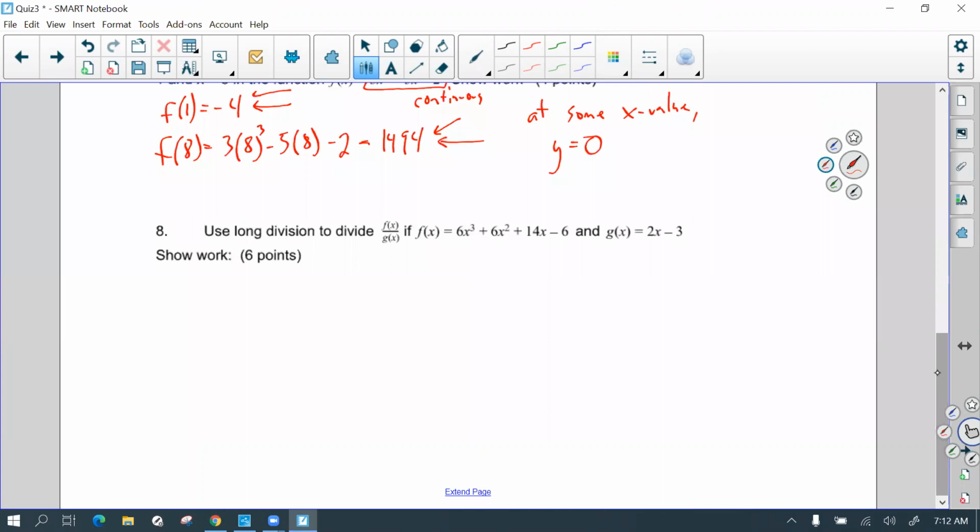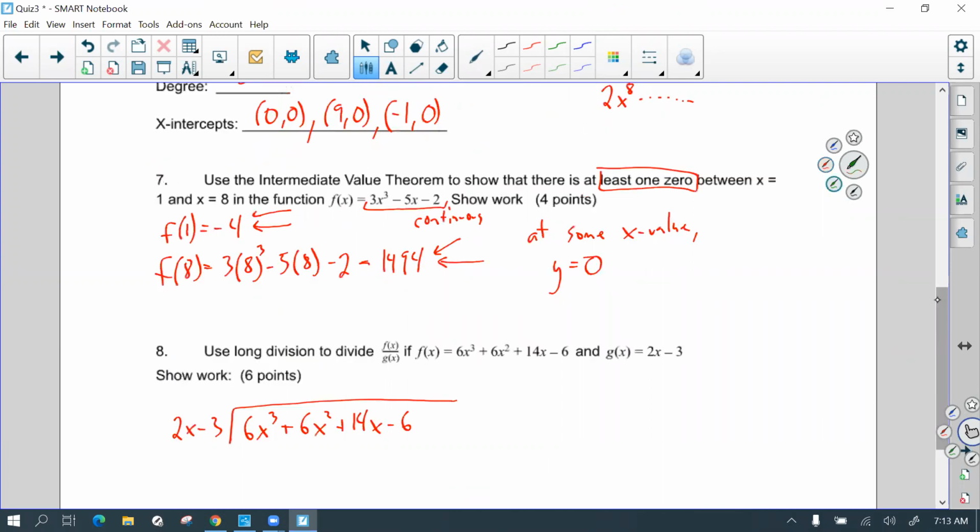Use long division. And I'm going to go back to this one because I don't like the way I explained this. So when x is 1, I'm at -4. When x is 8, you're at 1,494. Okay. Now, these two ordered pairs are on that polynomial f.